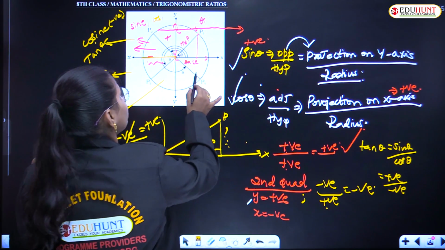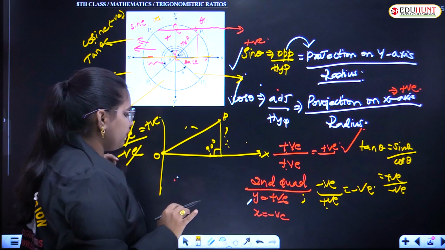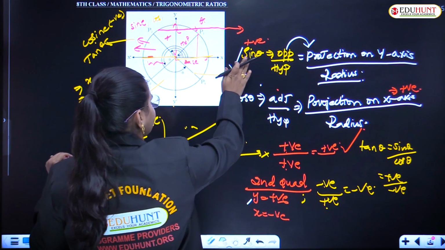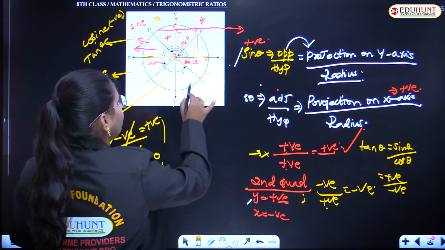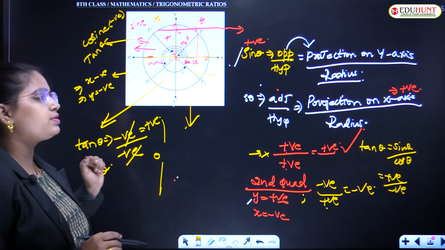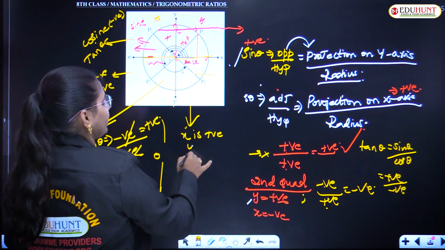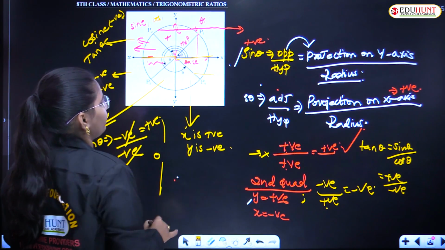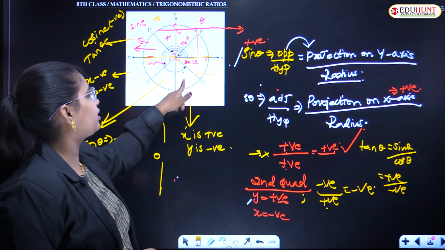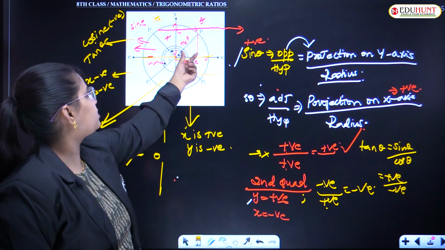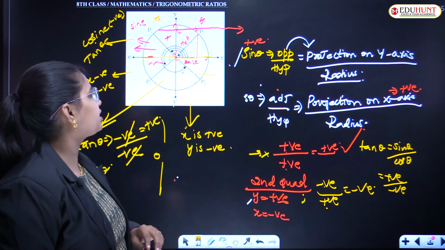Similarly, if I talk about the fourth quadrant, here x is positive. What is x? X is positive, right? Similarly, y is negative, right? So if I take both of these, what are the two things we are getting? X is a positive value, y is a negative value, right? So what are the things which are getting positive?